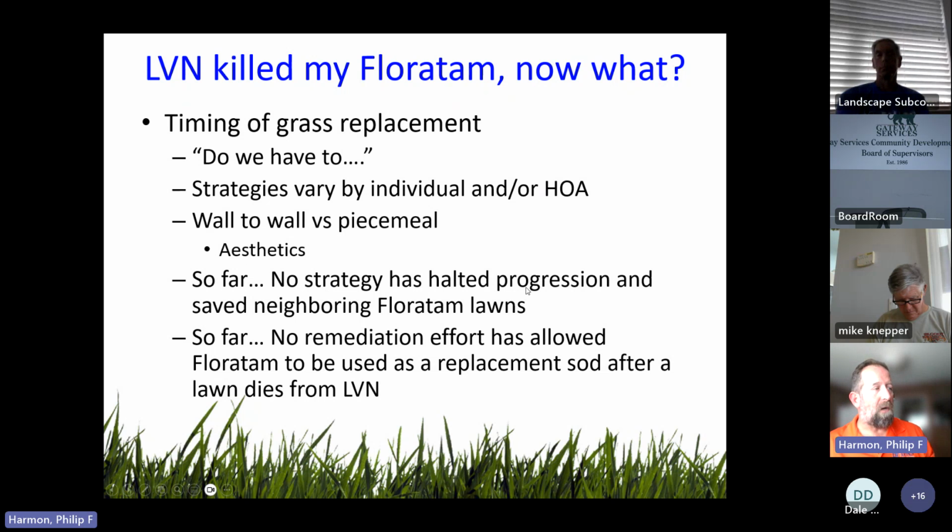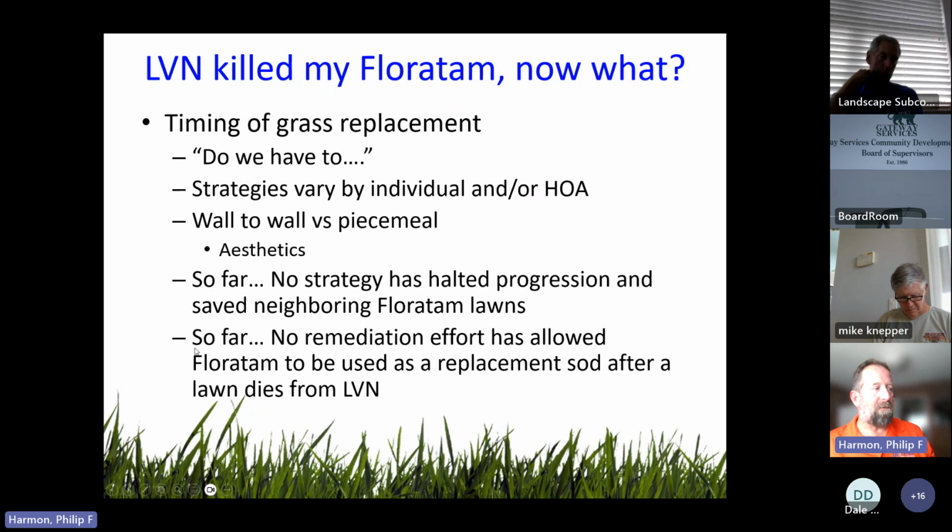I will say that so far, no strategy has halted the progression and saved neighboring Floratam lawns. We've seen folks try this wall-to-wall, tried to set up quarantine zones, et cetera. It has made its way either by aphid or mower into the new areas, slowly in some cases, more rapidly in others, to neighboring Floratam lawns. So once it's in the community, I think it's a good idea to have a long-term plan to consider what we're going to do, whether that's live with it as it becomes unsightly or replace it with a variety that does not develop this disease or something in between.